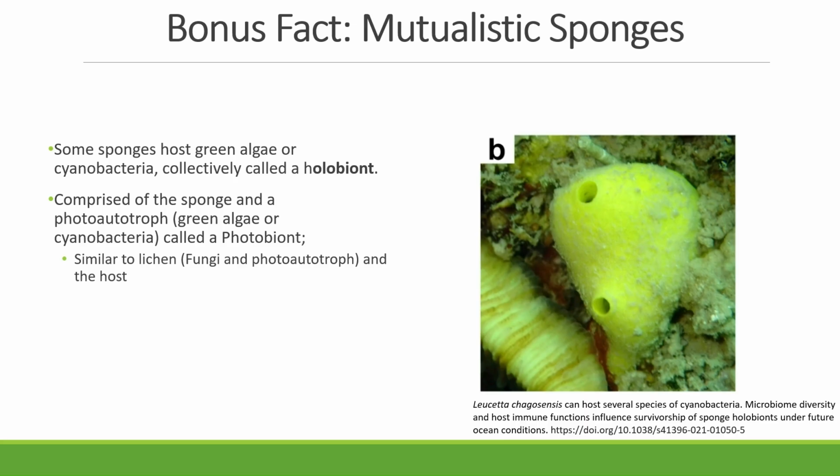The sponge is the host, and the photosynthetic microbes are the photobionts. It works very much like the relationship between fungi and algae in a lichen. The algae, or cyanobacteria, provide sugar through photosynthesis, while the sponge offers protection and a steady supply of nutrients from its waste. In some cases, the microbes even live inside the sponge amoebocytes.